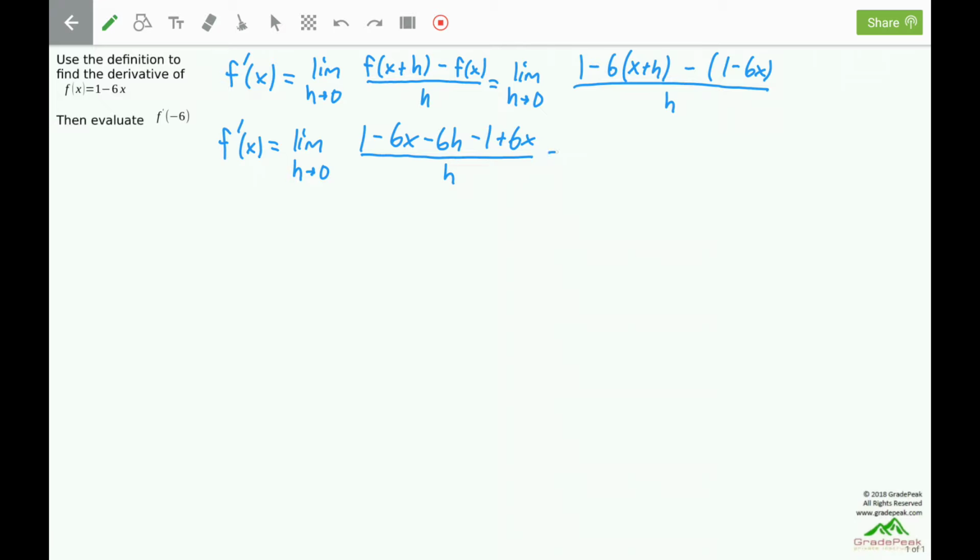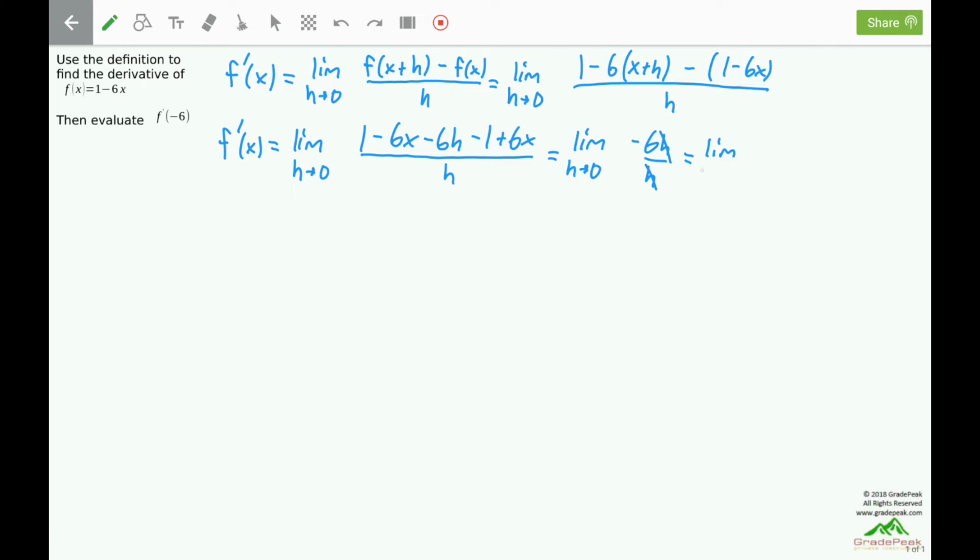We now will combine together any like terms. So we have limit as h goes to 0 of, I have a positive 1 and a negative 1, they will cancel to 0. I have a negative 6x and a positive 6x, they will cancel to 0, leaving us with a negative 6h over an h. The h's can now cancel.